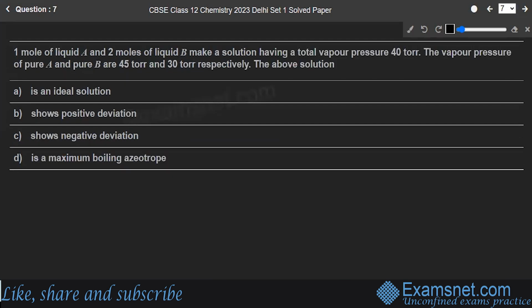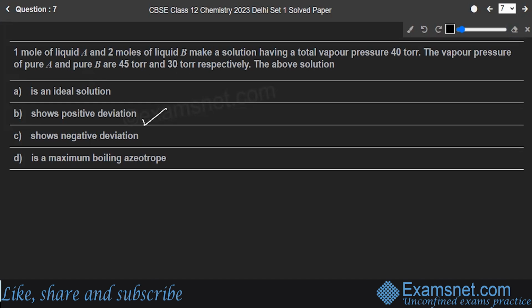Hope you got that. Next is question number 7. One mole of liquid A and 2 moles of liquid B make a solution having a total vapor pressure of 40 torr. The vapor pressures of A and B are 45 torr and 30 torr respectively. The above solution is: ideal, shows positive deviation, shows negative deviation, or a maximum boiling azeotrope. Which of the following is correct? The right answer: the above solution is showing a positive deviation.